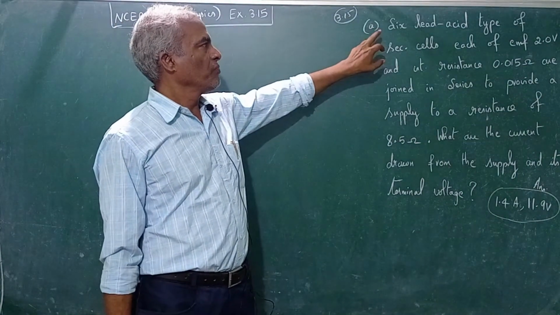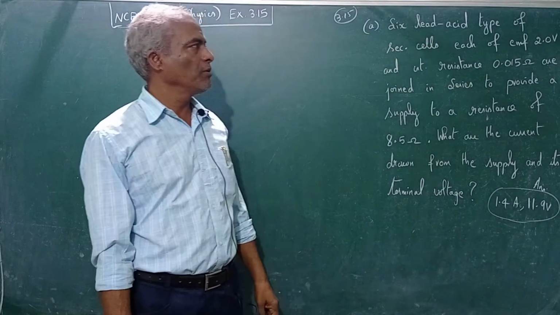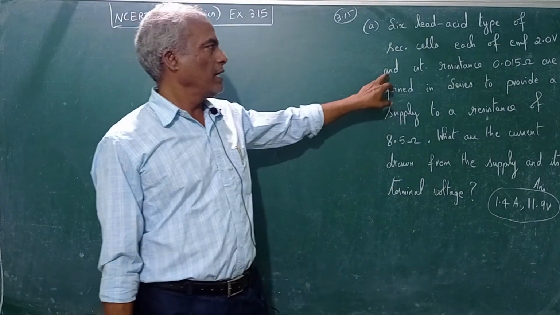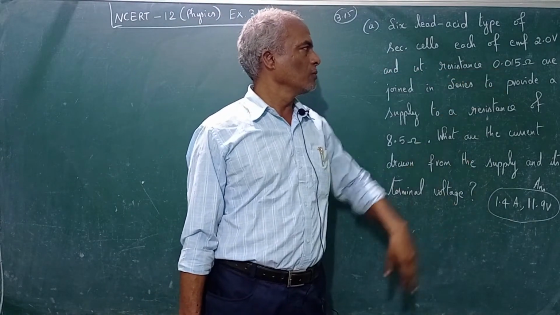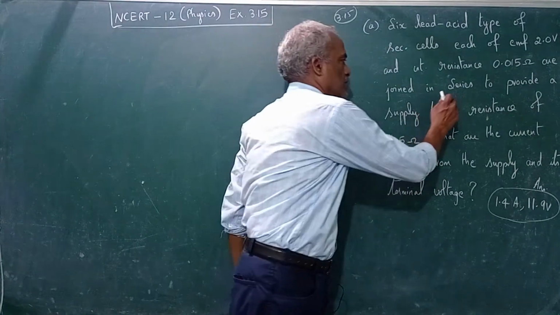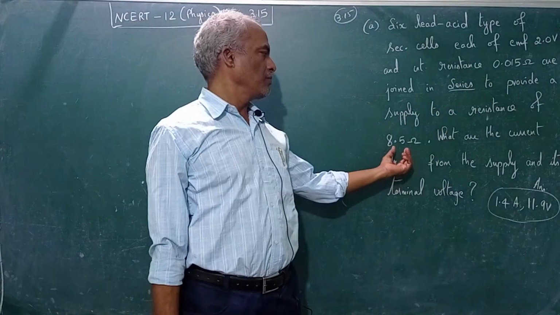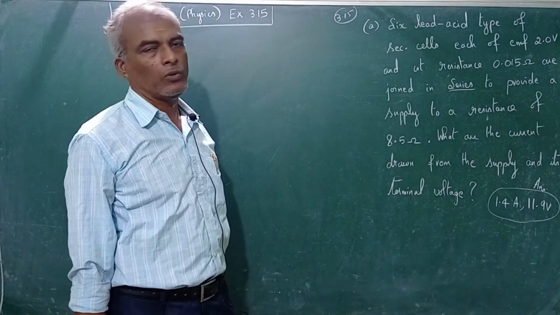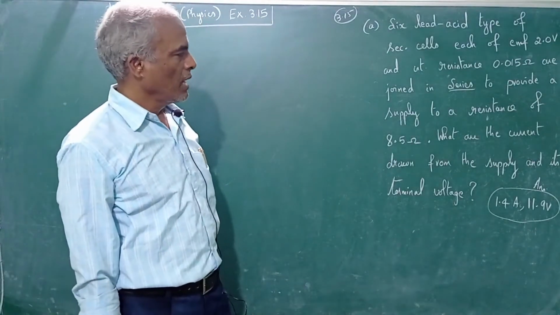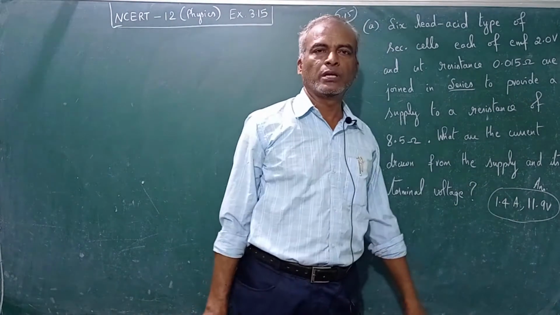So question A: 6 lead acid type of secondary cells, each of EMF 2 volts and internal resistance of 0.015 ohms, are joined in series to provide a supply to a resistance of 8.5 ohms. What are the current drawn from the supply and the terminal voltage? This is the question, and the book back answer is 1.4 amps and 11.9 volts.